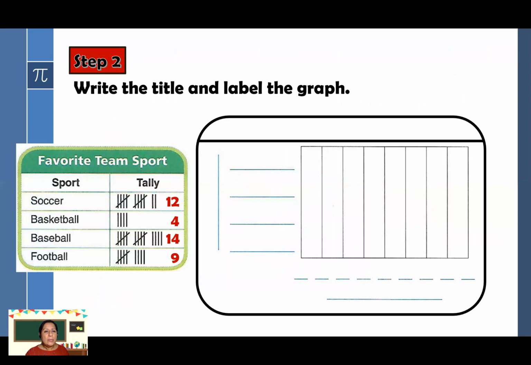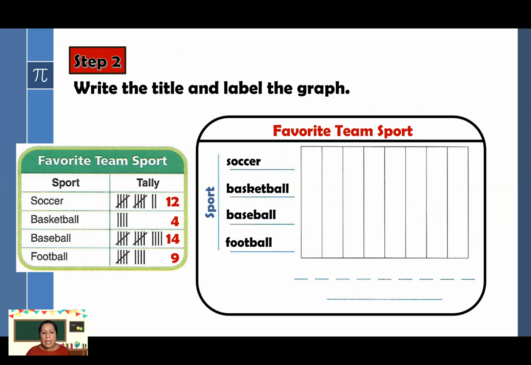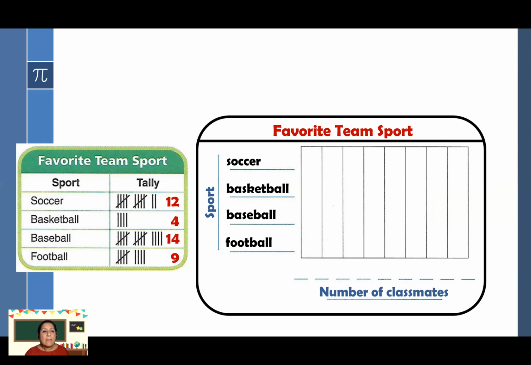Now, step number 2 is going to be write the title and label the graph. The title is going to be favorite team sport. Then we're going to put the sports on one of the sides. Here they are. And at the bottom, we're going to put the number of classmates that chose that sport as their favorite.